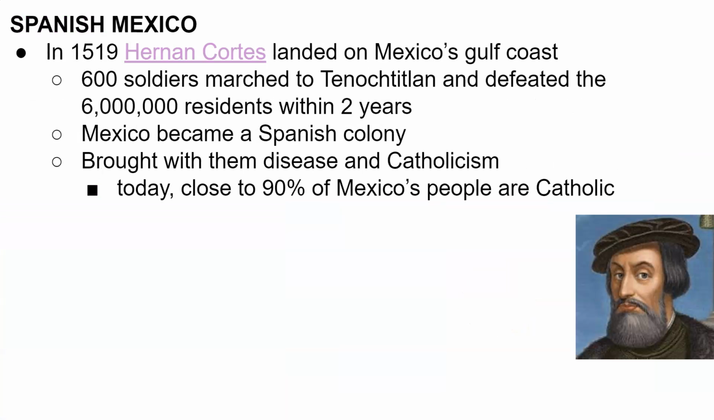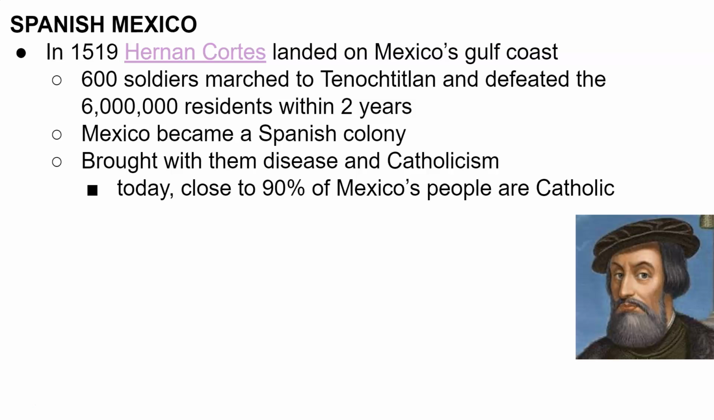So getting into the Spanish, getting into our conquistadors. In 1519, Hernan Cortez lands on Mexico's Gulf Coast. So again, it would be the East Coast. And he brings with him 600 soldiers, and he is going to make his way towards the capital of Tenochtitlan, and he's going to attempt to defeat the Aztecs. Now, he's not going to be able to do it alone.